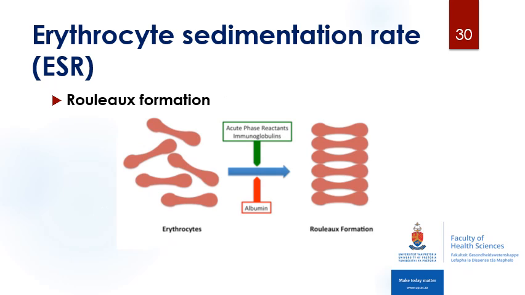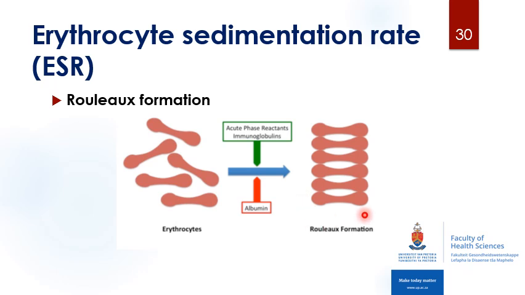So rouleau formation is when you have these stacks of red blood cells, and this is caused by an increase in your plasma proteins. When you have an increase in your plasma proteins, it causes your red blood cells to stick to one another while they're in your circulation, and that can cause them to stack on top of one another, such as this. And this can be very dangerous because it can cause blockages in your blood vessels, which can then lead to damage to your tissue.